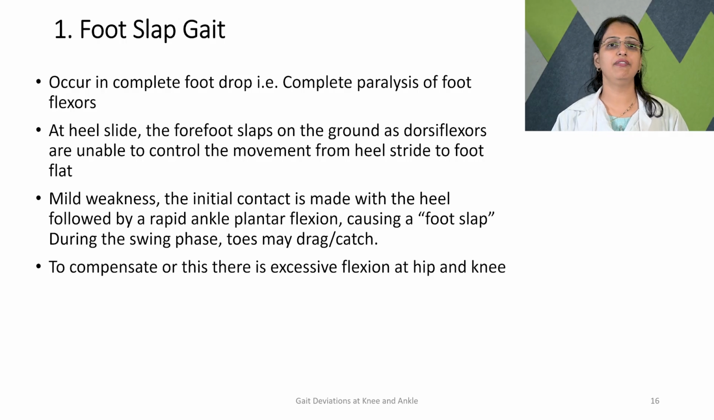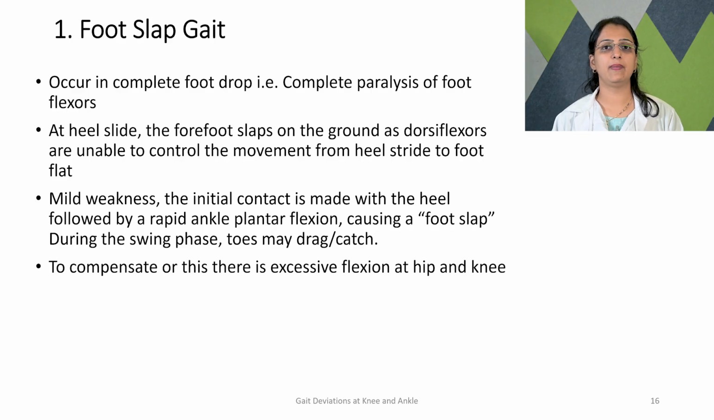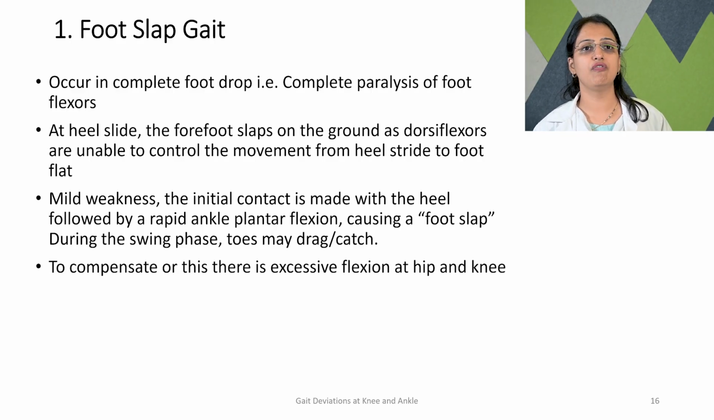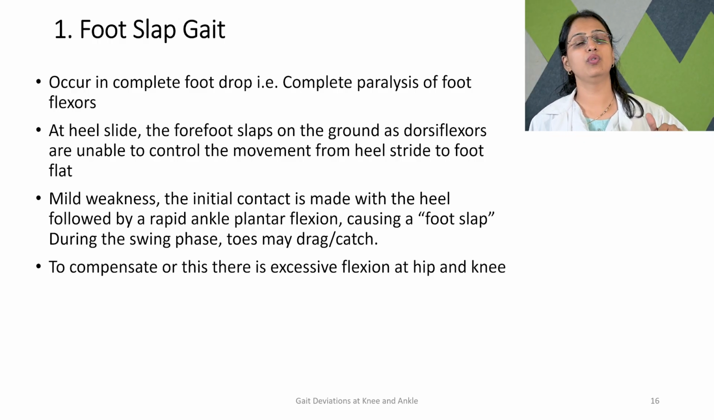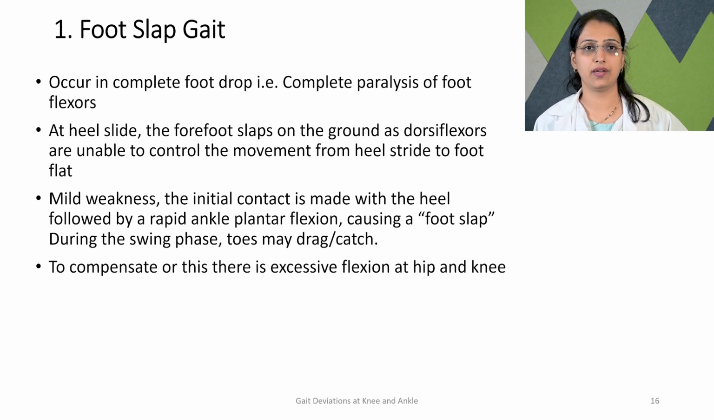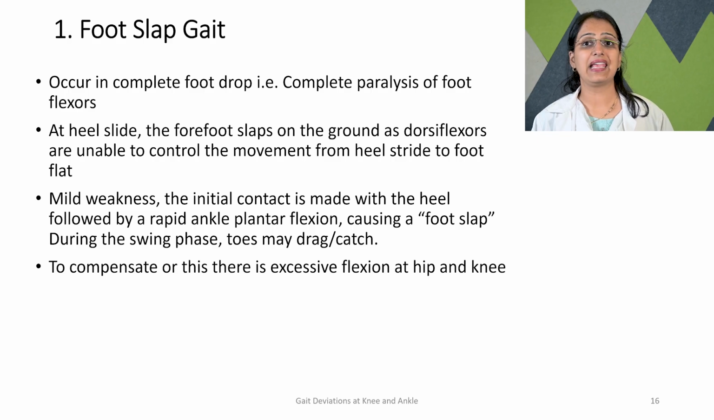So in mild weakness, what happens is initial contact is made with the heel, followed by a rapid ankle plantar flexion which causes foot slap. During the swing phase, sometimes the leg goes into a drag. The toes will be dragging. To compensate for this, there is excessive flexion at the hip and knee joint.